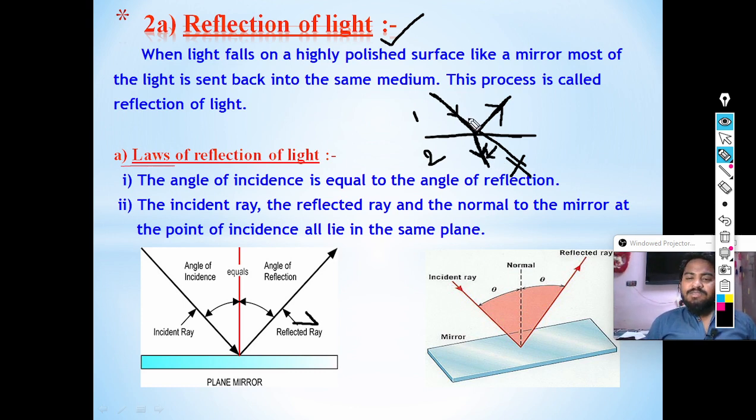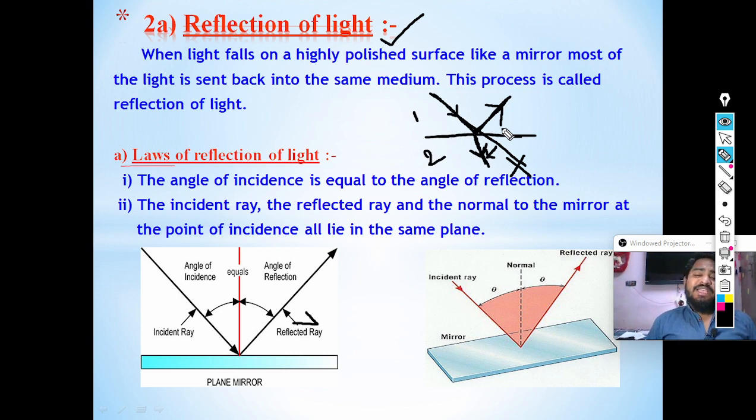So this phenomenon is called refraction. So what is the first phenomenon? Reflection of light. What is reflection? When light falls on any surface, some of its light bounces back into the same medium, right? This phenomenon is called reflection.